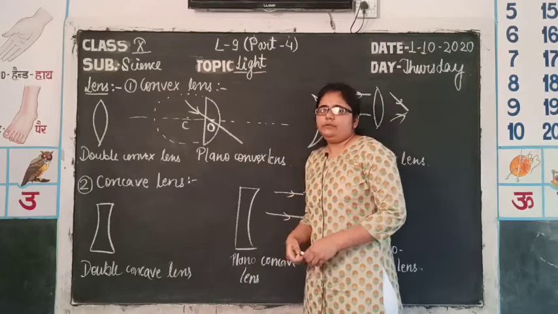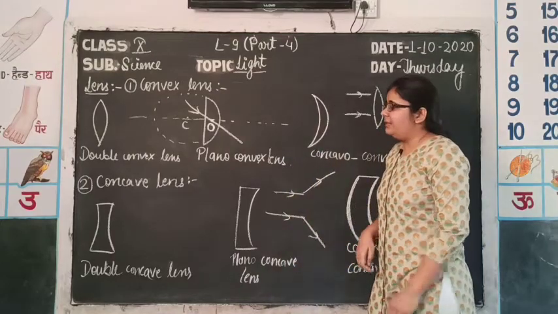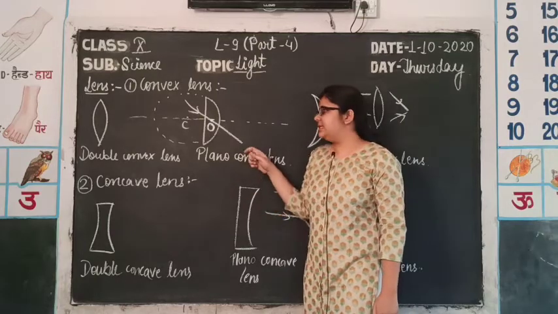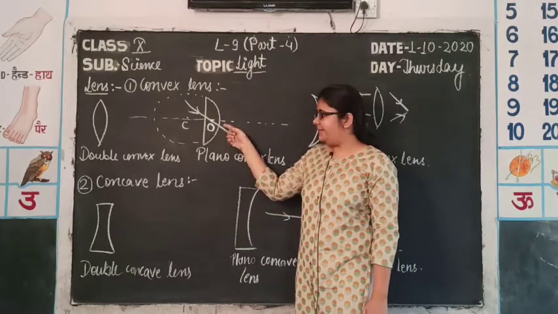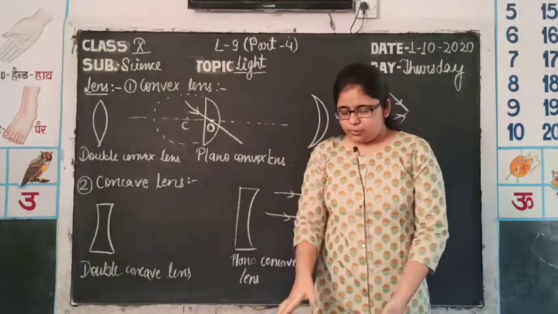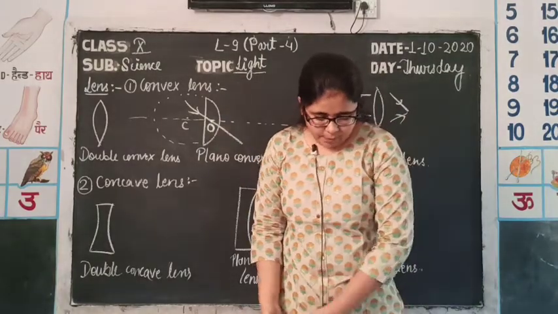But for convenience in numericals, when we think about thin lenses, we will take these distances from the curved surface, as this distance will be negligible in thin lenses. So these were some basic points.